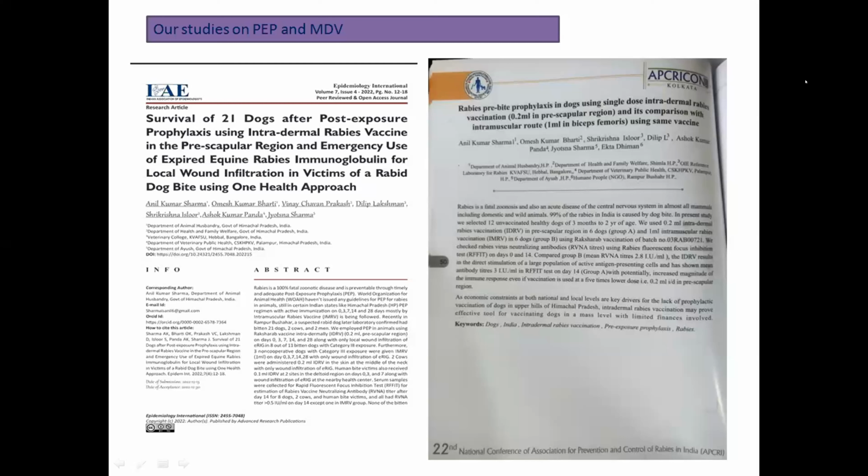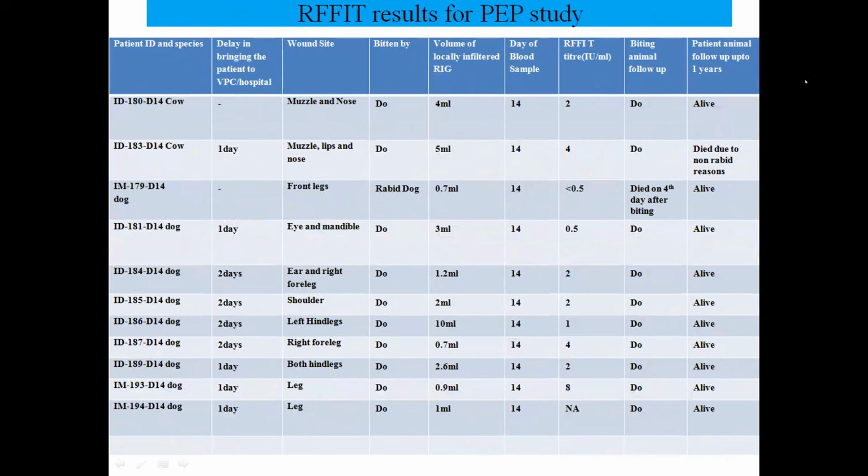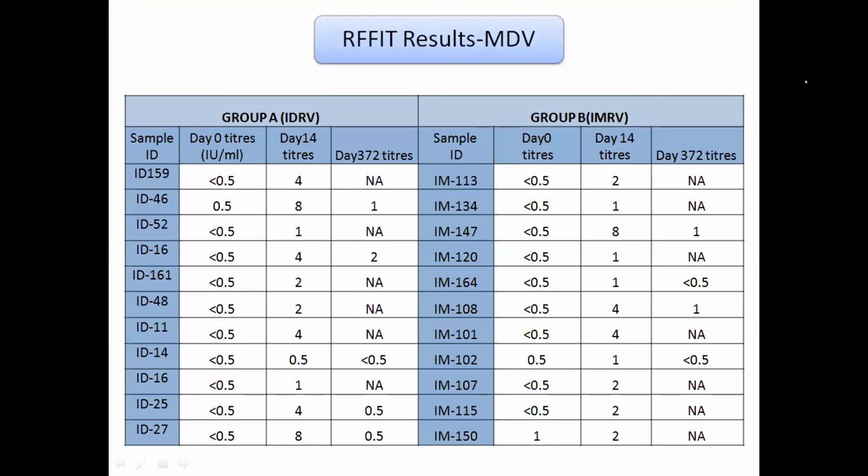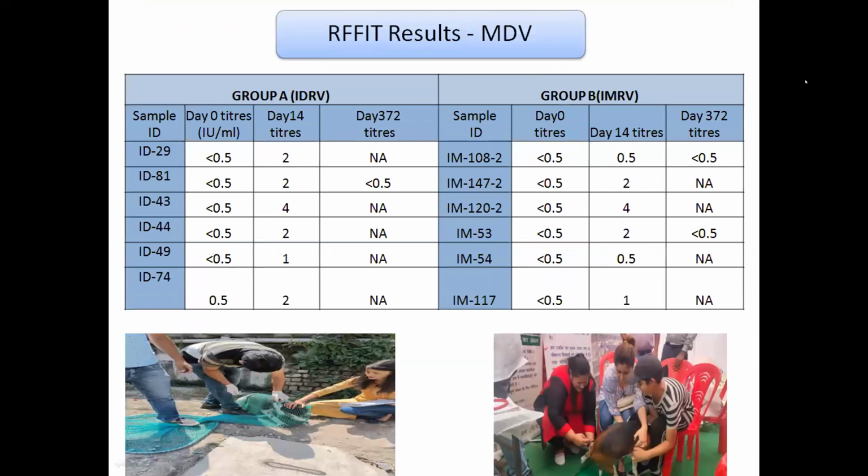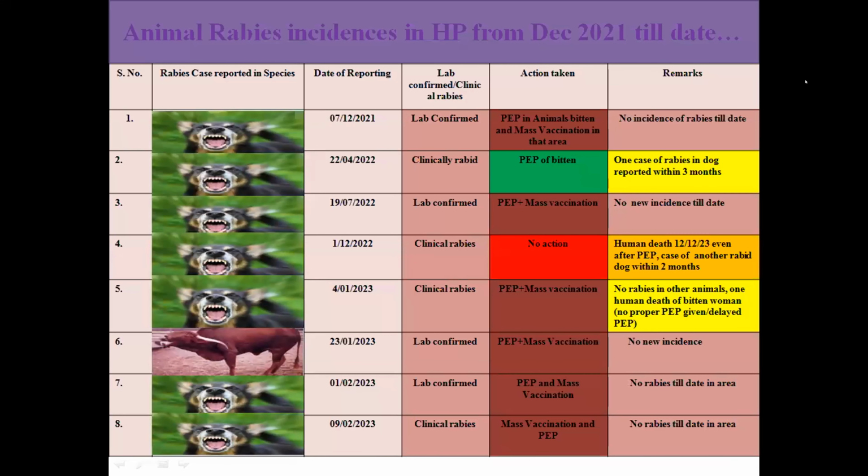This is again one of our studies: pre-bite prophylaxis in dogs using a single dose of intradermal rabies vaccine. On day 0, day 14 and 1 year, we did the RFFIT serum titers, and we found that even after 1 year, 67% of the dogs had protective antibody titers. These are some of the titers that I have already discussed: titers of mass dog vaccination, and these are rabies cases reported from December 2021 till date.